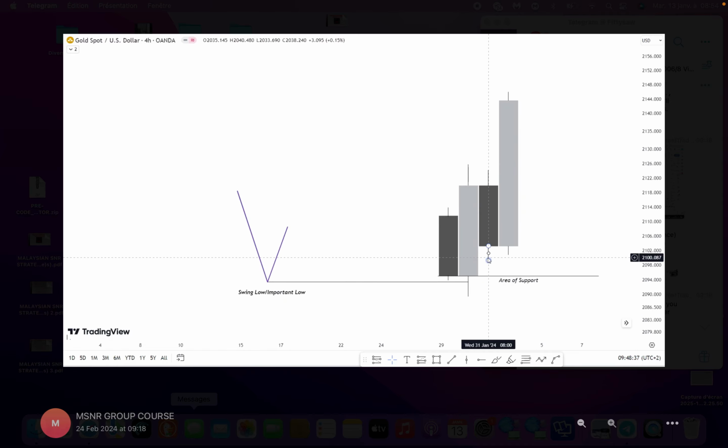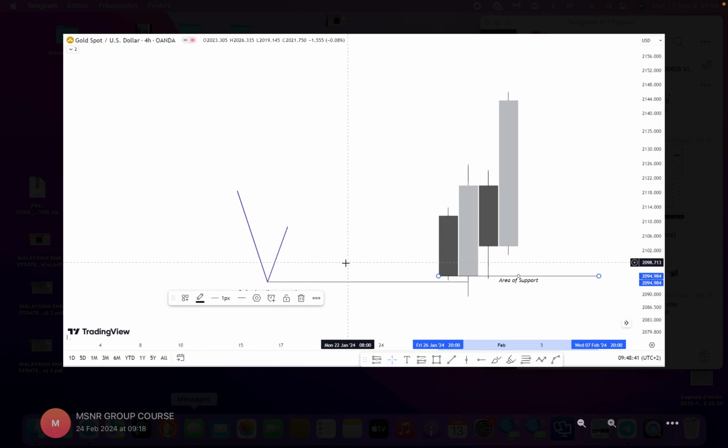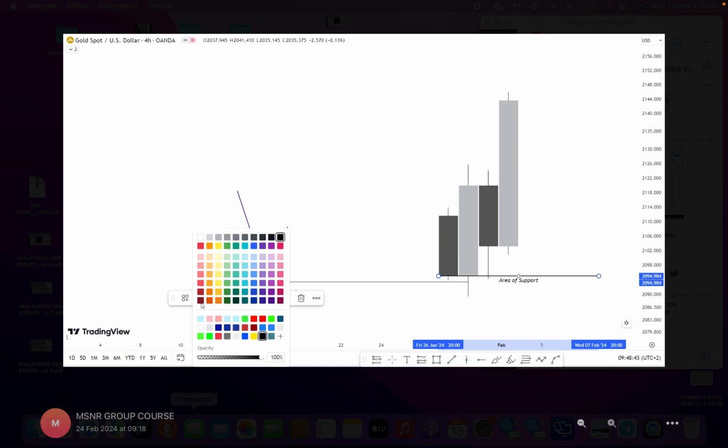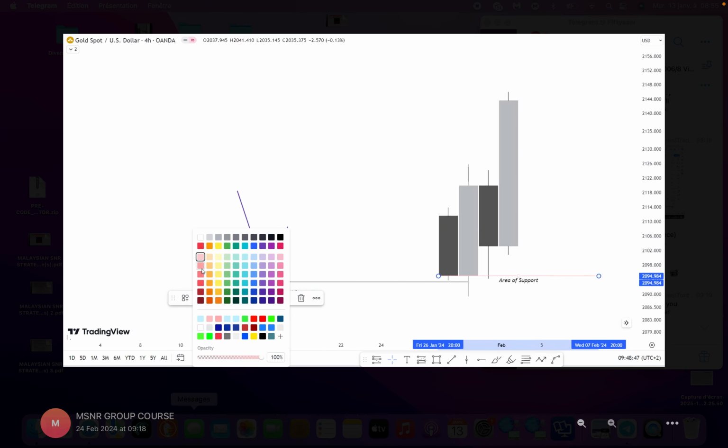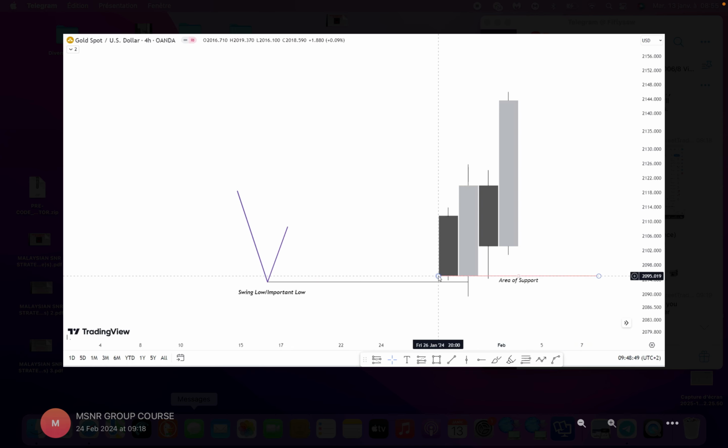So when the market trades lower into that area of support, I'll just mark it in pink maybe. So you'd want to be a buyer from here, and then once it triggers you in, you're in the trade.